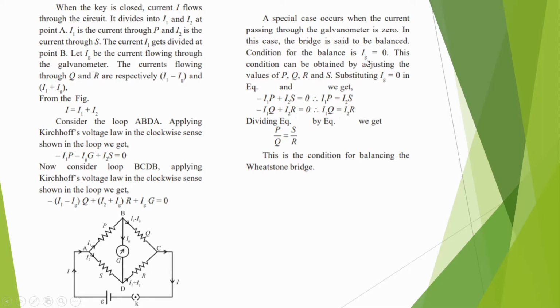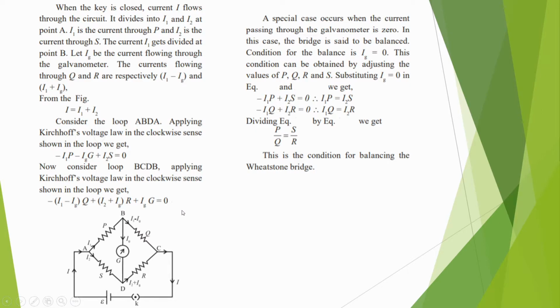If there is no current flowing through the galvanometer, we can say that Ig is equal to 0. So we substitute Ig equal to 0 in both equations. Consider the first equation: minus I1P, minus Ig G which is 0, plus I2S equal to 0. So we get minus I1P plus I2S equal to 0. Taking the minus term to the other side, we get I1P equal to I2S.